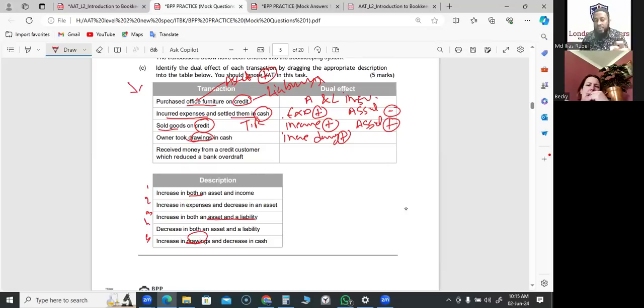Whenever the owner takes money for his personal use, that's drawings. I would have had that in my head as a decrease in capital. To be honest, you're right. The money going down, capital should go down.